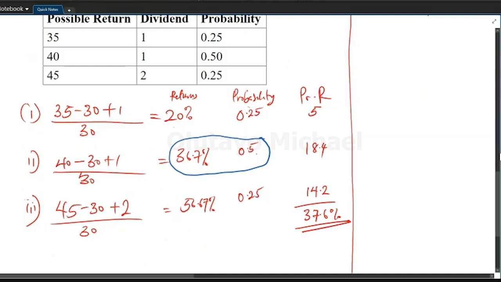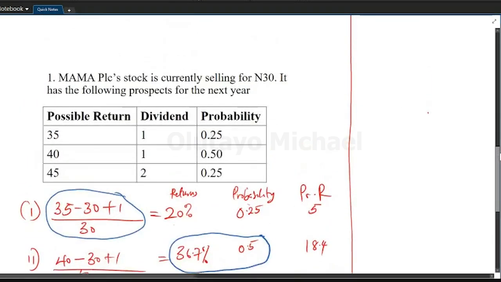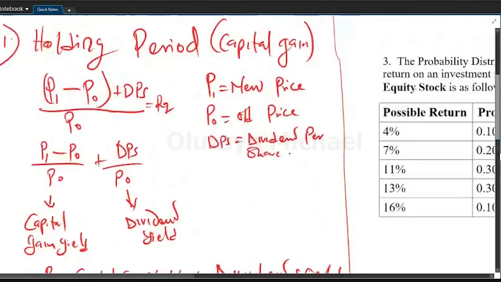So when we examine the probability of 50%, that means any result we get will definitely be close to the 50% result. This is how to compute return using holding period. And what we do here is to use capital gain yield plus dividend yield, just that the formula is combined rather than being split. All right, so this is using holding period.